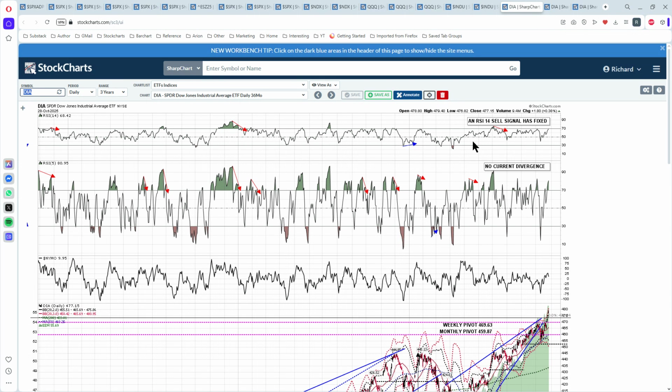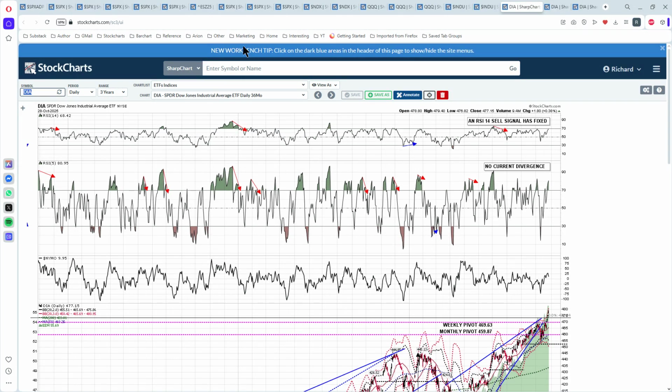We do have daily RSI 14 sell signals fixed across the board, and I'd be more confident about those making target. Generally speaking, they would make target, but my hesitation is that we're going into one of the most bullish periods of the year. But of course, we are going into that bullish period at pretty much major highs. So we'll have to see how that goes.